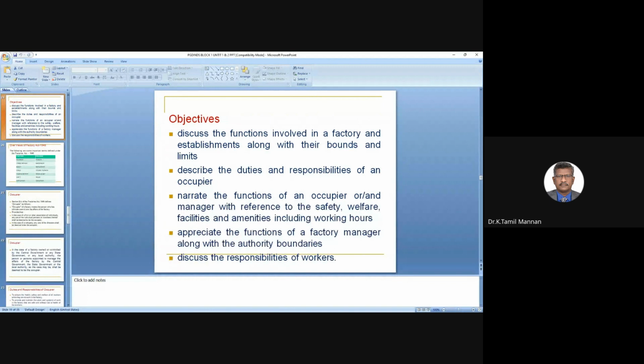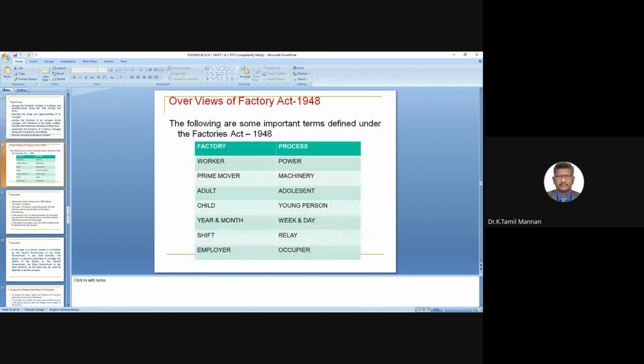Describe the duties and responsibilities of the occupier, and narrate the function of the occupier and manager with reference to safety, welfare, facilities, and amenities, including working hours. Also, the appropriate function of the factory manager along with the authority boundaries, and discuss the responsibility of the workers working in the industry. These are the objectives of this unit.